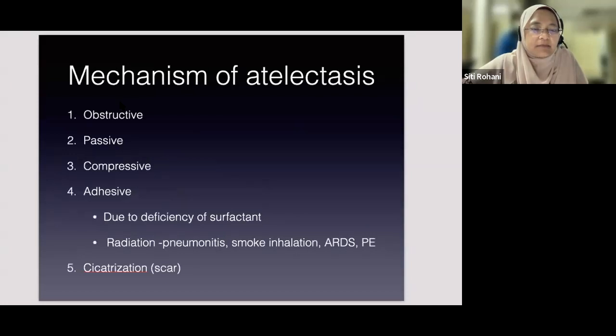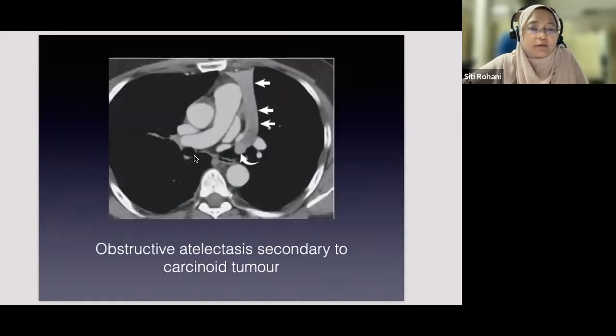So the mechanism of atelectasis can be obstructive atelectasis, passive atelectasis, compressive atelectasis, adhesive, and cicatrization atelectasis, which is a scar. This is due to fibrosis. Okay, so atelectasis means volume loss or collapse of the lungs. This is an example of obstructive atelectasis secondary to tumor. There is an endobronchial tumor in the left upper lobe. This is the atelectatic or collapsed lung in the left upper lobe.